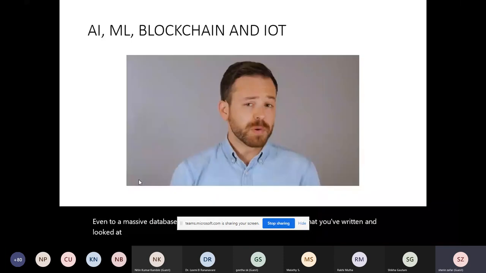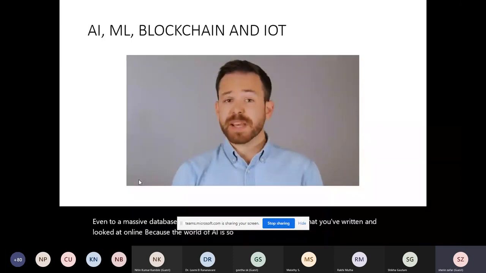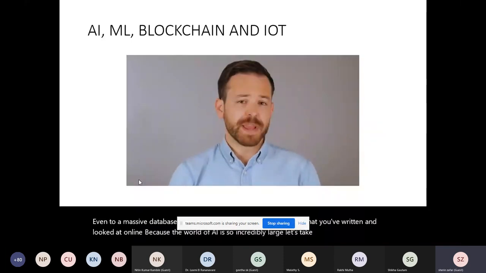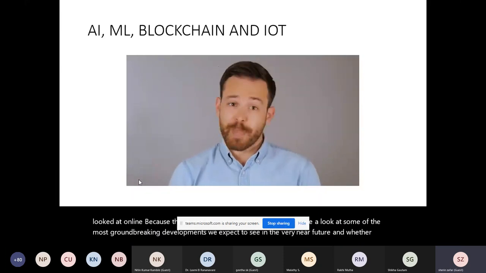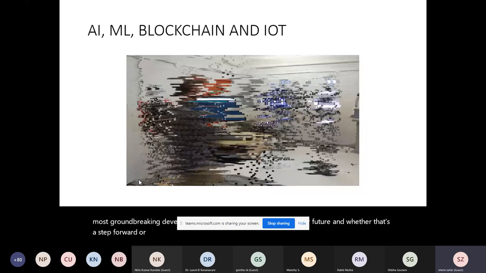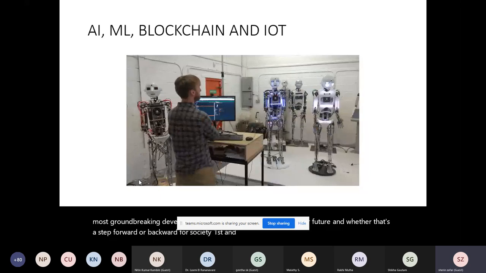Because the world of AI is so incredibly large, let's take a look at some of the most groundbreaking developments we expect to see in the very near future, and whether that's a step forward or backward for society. First and foremost, AI systems are already primed to take over thousands, if not millions, of jobs.